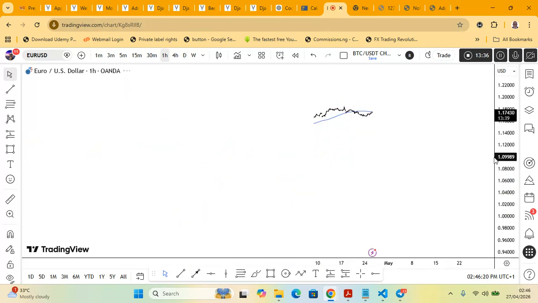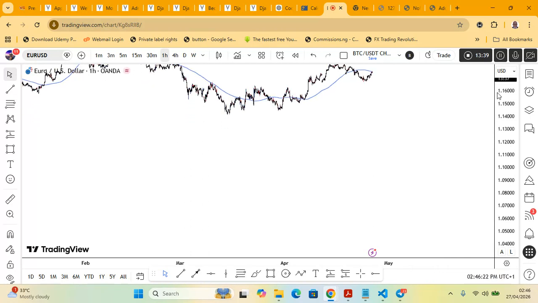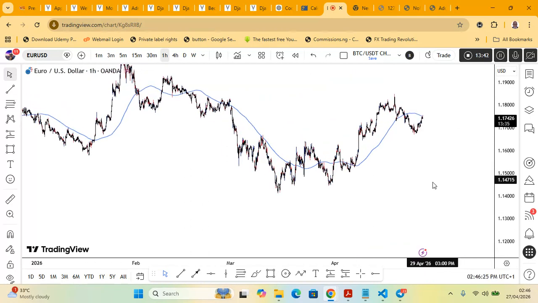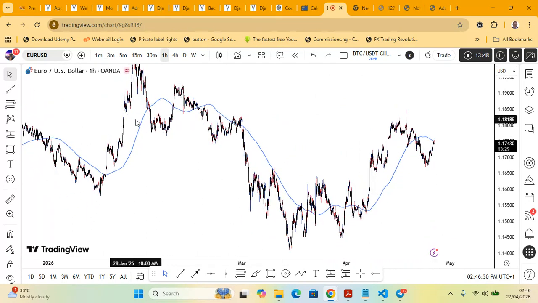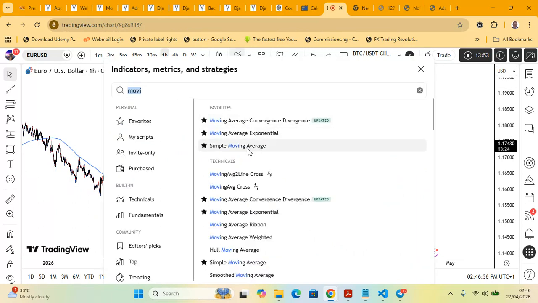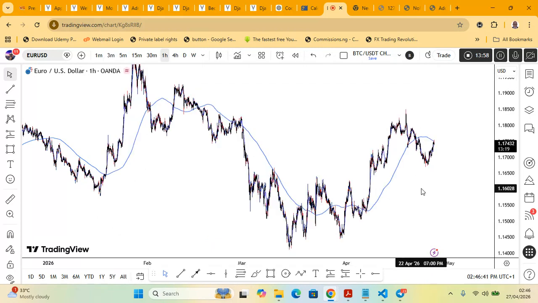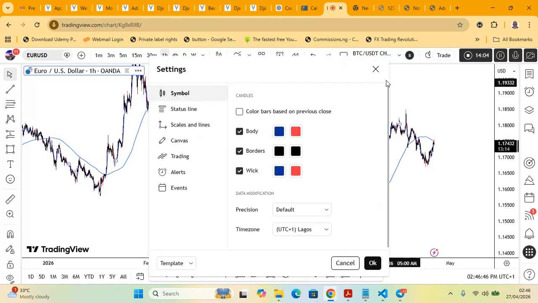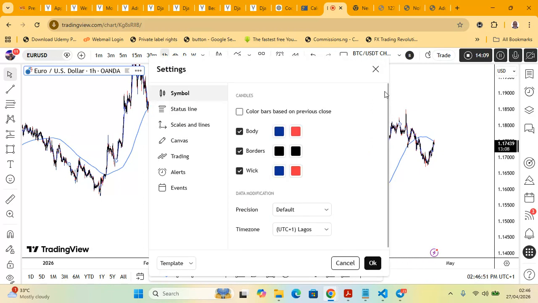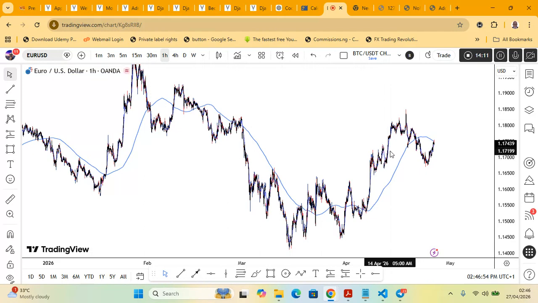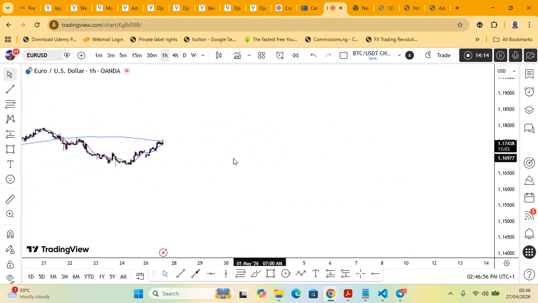At my 1 hour time frame, I want to look for a buy opportunity. You can use a moving average cross as added confirmation. So let's go for another moving average, a simple moving average this time around. Let's see if this will allow us to change it to another moving average.